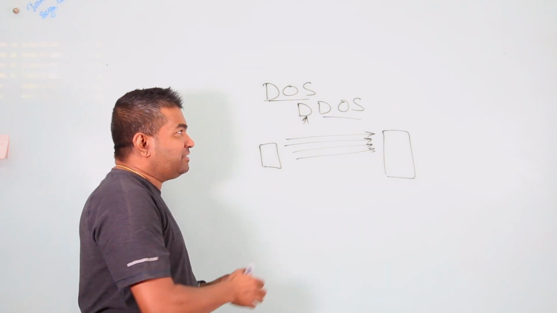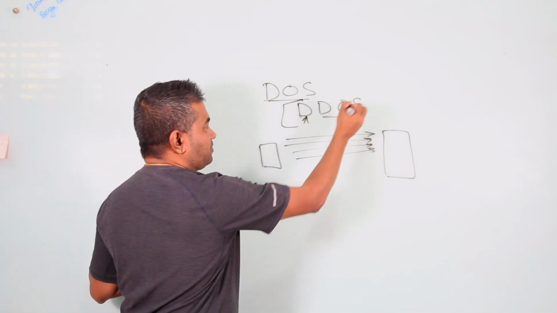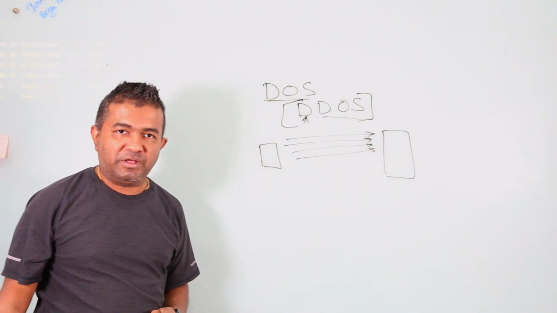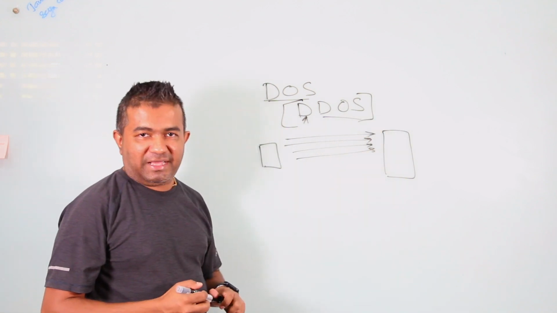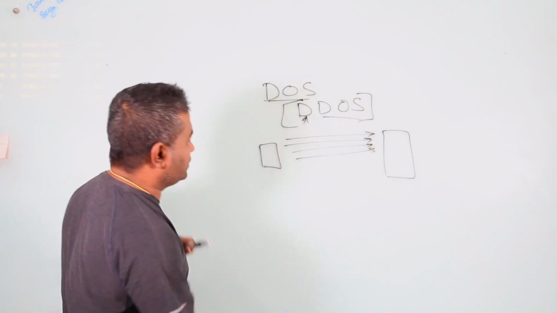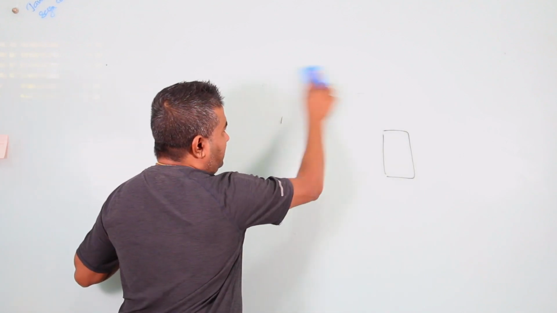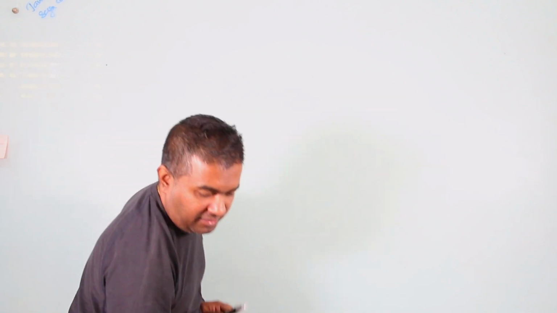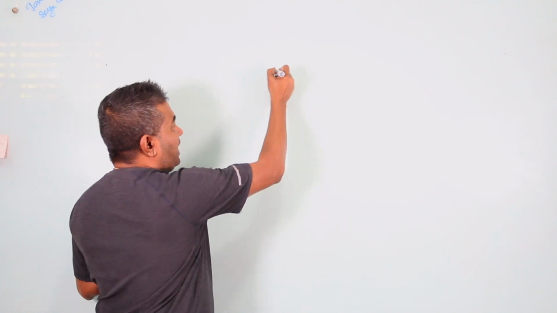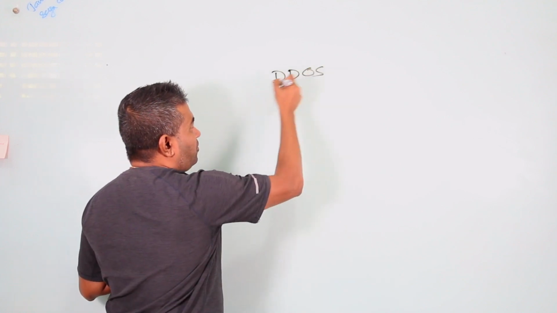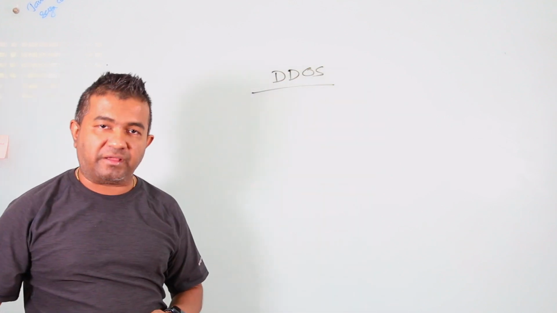So now how does a DDoS perform, right? How does a DDoS perform? DDoS is not as simple as this. How a DDoS works is, usually, in a DDoS attack, the attacker recruits bots, right? The attacker recruits bots.